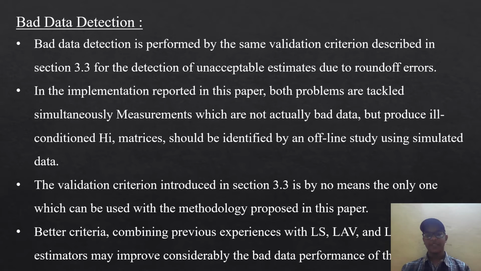Bad data detection is performed by the same validation criterion described in section 3.3 for detection of unacceptable estimates due to round-off errors. In the implementation reported in this paper, both problems are tackled simultaneously. Measurements which are not actually bad data but produce ill-conditioned H_B matrices should be identified by an offline study using simulated data. The validation criterion introduced in section 3.3 is by no means the only one which can be used with the methodology proposed in this paper. Better criteria combining previous experiences with LS, LAV and LMS estimators may considerably improve the bad data performance of the proposed estimator.